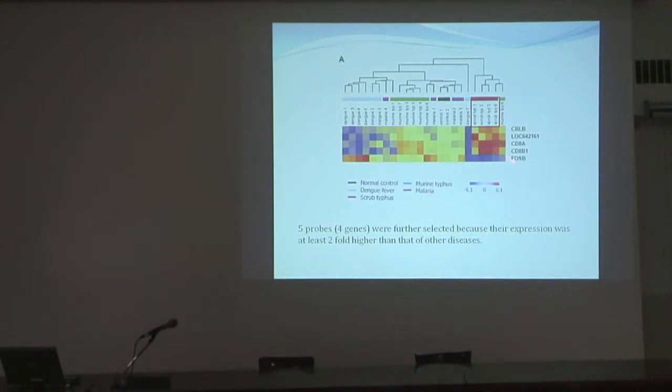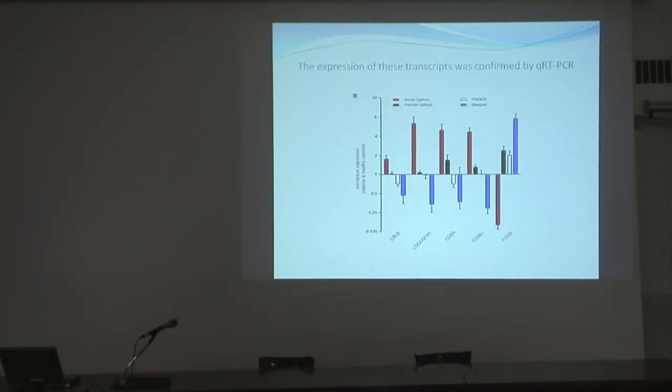The clustering analysis showed that 4 genes were further selected because their expression was at least 2-fold higher than that of other diseases. So these 4 genes may be candidate genes that may be helpful in the diagnosis of scrub typhus. And the expression of these 4 transcripts was confirmed by RT-PCR, and their expression correlated with the microarray result.